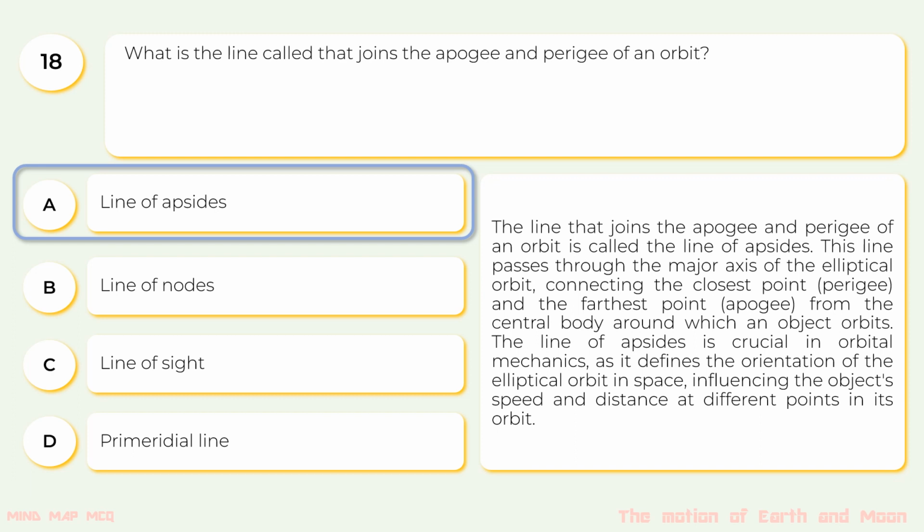The line that joins the apogee and the perigee of an orbit is called the line of apsides. This line passes through the major axis of the elliptical orbit, connecting the closest point, perigee, and the farthest point, apogee, from the central body around which an object orbits. The line of apsides is crucial in orbital mechanics as it defines the orientation of the elliptical orbit in space, influencing the object's speed and distance at different points in its orbit.